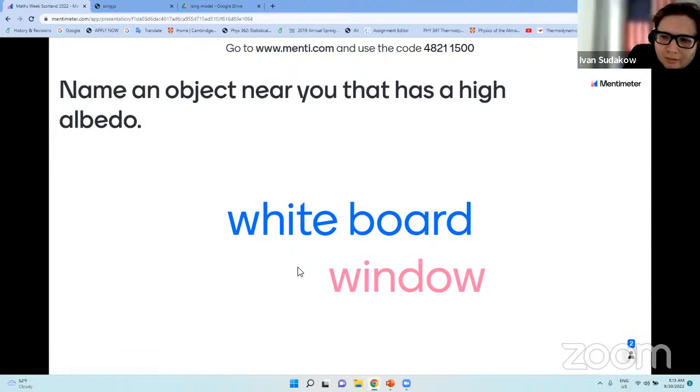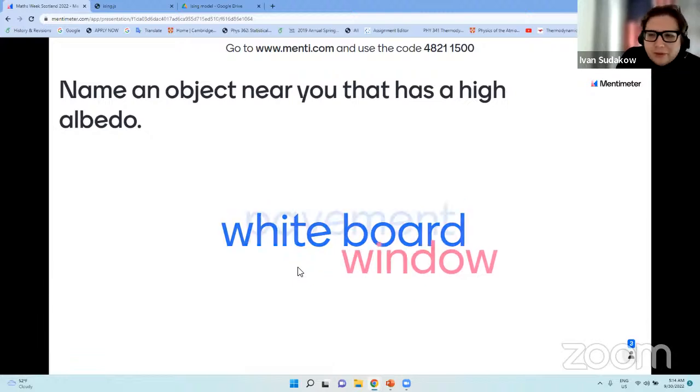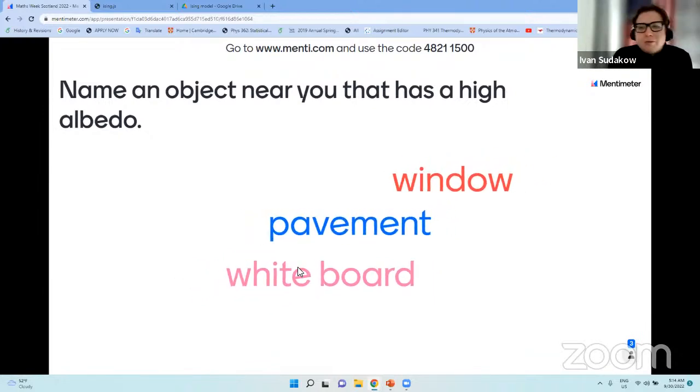Okay. Whiteboard, window. Yeah, it's interesting. The window, is it reflecting sunlight or absorbing it? That's also a good question. What kind of window do we have, right? Because it's acting like a lens, or not like a lens, right? Pavement. Yeah, you can be more active. And the sea.